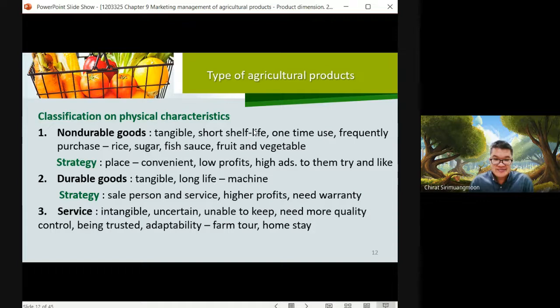Then, that is not an agricultural product service. But for agricultural product services, like a farm tour and homestay, make sure that every time the consumer uses your service, they get the same quality and the same expectation.